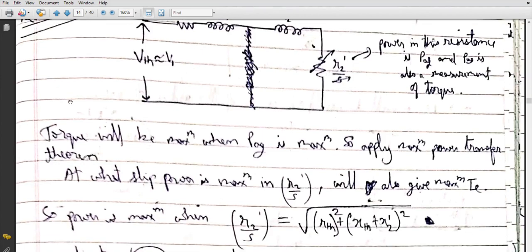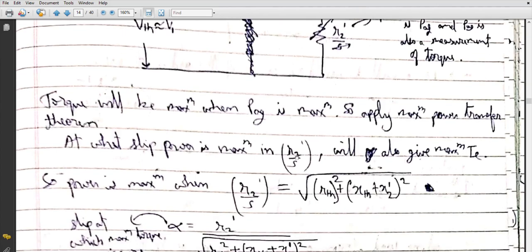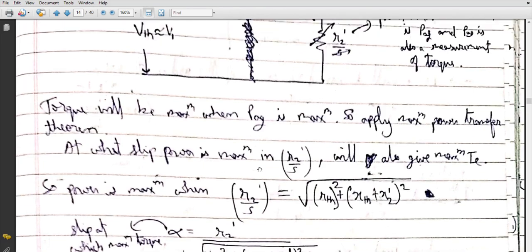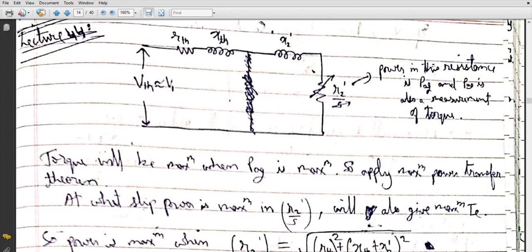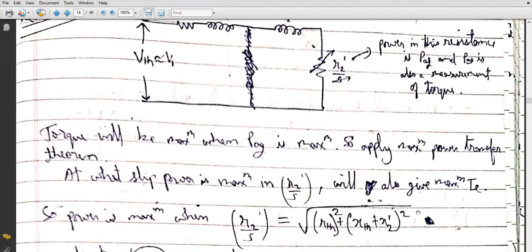You can see torque will be maximum when the air gap power is maximum. So apply the maximum power transfer theorem. At what slip is power maximum in R2 dash by S will also give maximum TE. When we apply the maximum power transfer theorem, R2 dash by S must be equal to root of RTH squared plus (XTH plus X2 dash) squared. Are you getting the point? This is how we have used the maximum power transfer theorem.